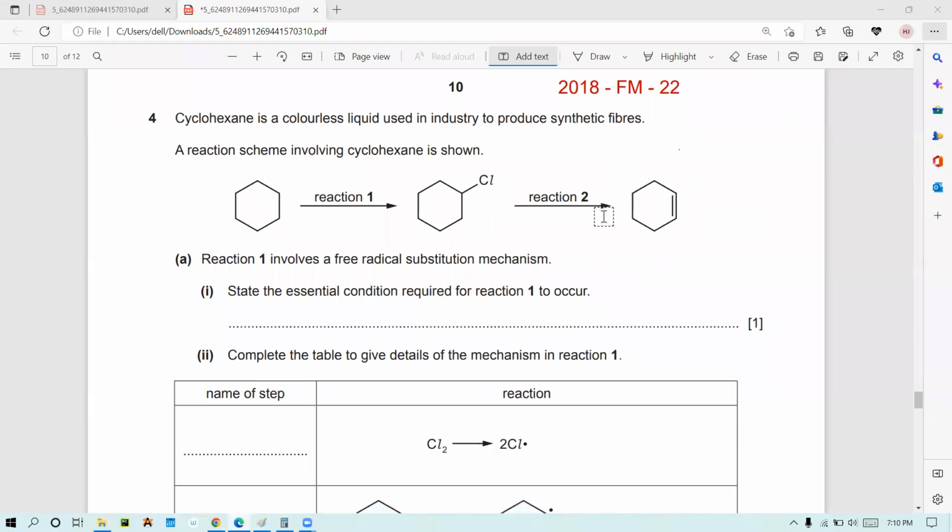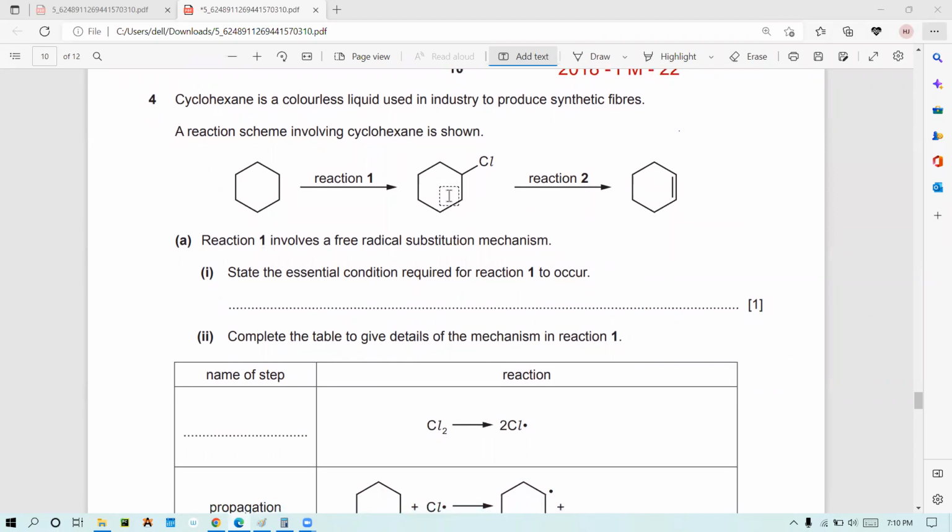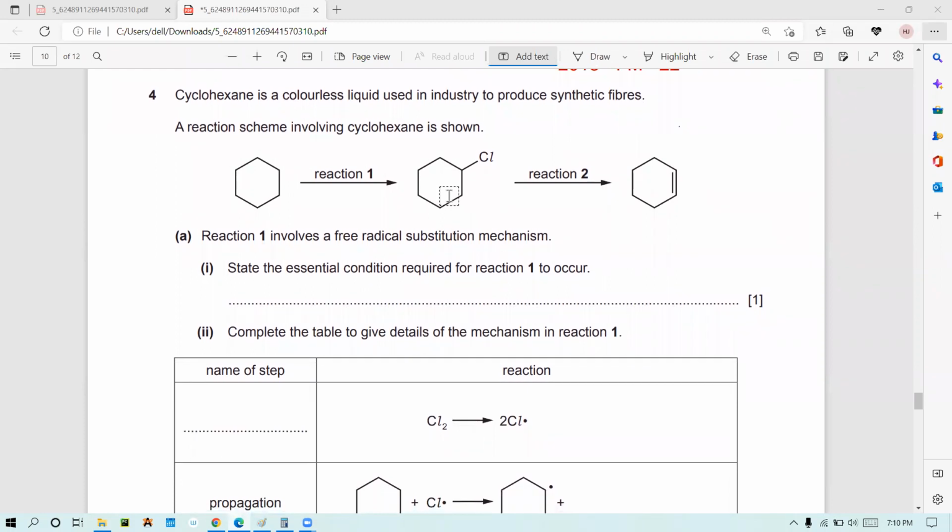Let's start question number 4, 2018 February March 22 paper. This question number 4 covers some of the basic organic chemistry lessons about reaction mechanisms. And this is basically focused on alkane reactions. The question says a reaction scheme involving cyclohexane is given. Cyclohexane is a cyclic alkane molecule.